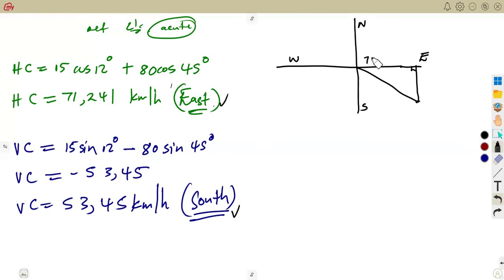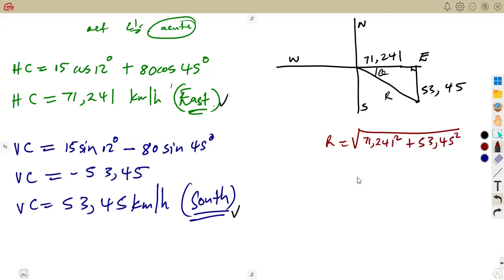Horizontal, you take your answer, 71.241. Vertical, 53.45. The negative, guys, do not worry about that one. So we can calculate our resultant R: the square root of horizontal squared plus vertical squared, 71.241 squared plus 53.45 squared. That gives us R of 89.063 kilometers per hour, the same units.